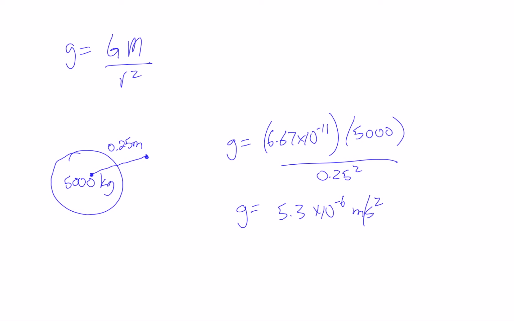So if we change this question to, instead of being 5,000 kilograms, we change it to 500,000 or 5 million or 5 billion or whatever, then obviously the bigger that number is, the bigger the gravity is going to be. But just like the other formula, you can use this one the same way in order to calculate the gravitational field of any object at any distance from it.